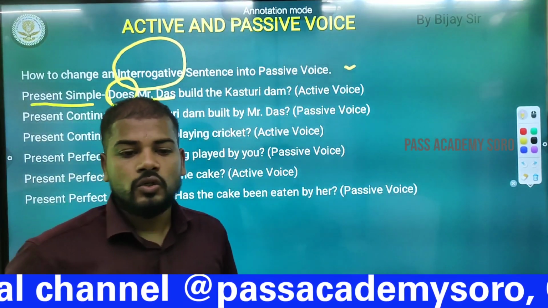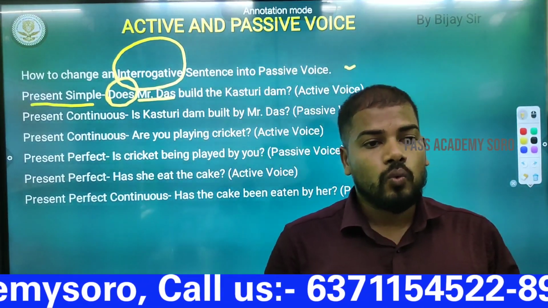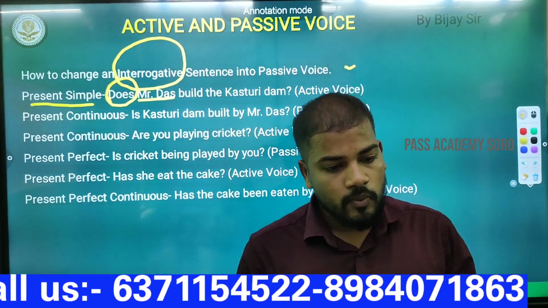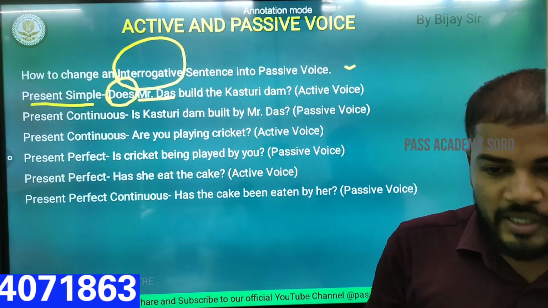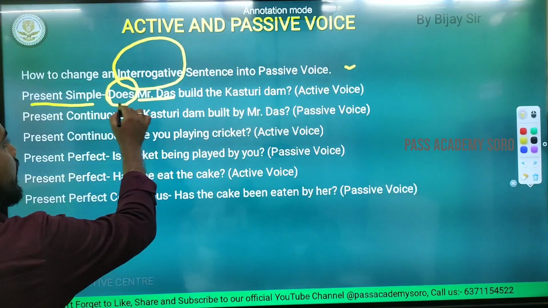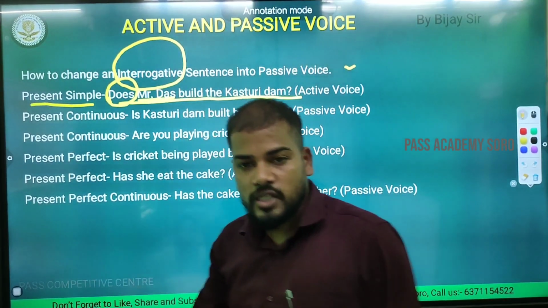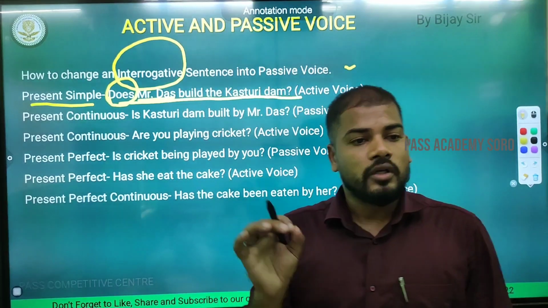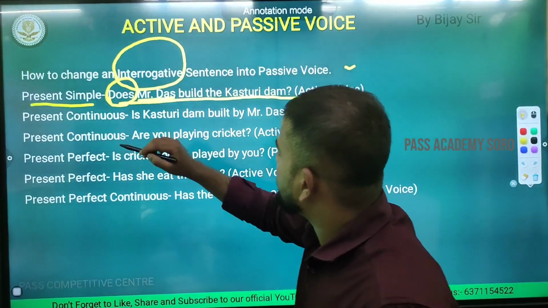And remember, if a sentence is an interrogative sentence, and we convert it into passive voice, the sentence will also be an interrogative sentence in passive voice. So dear students, remember this one: an interrogative sentence, if we convert it into passive voice, will also be in interrogative form. So dear students, look at the sentence.